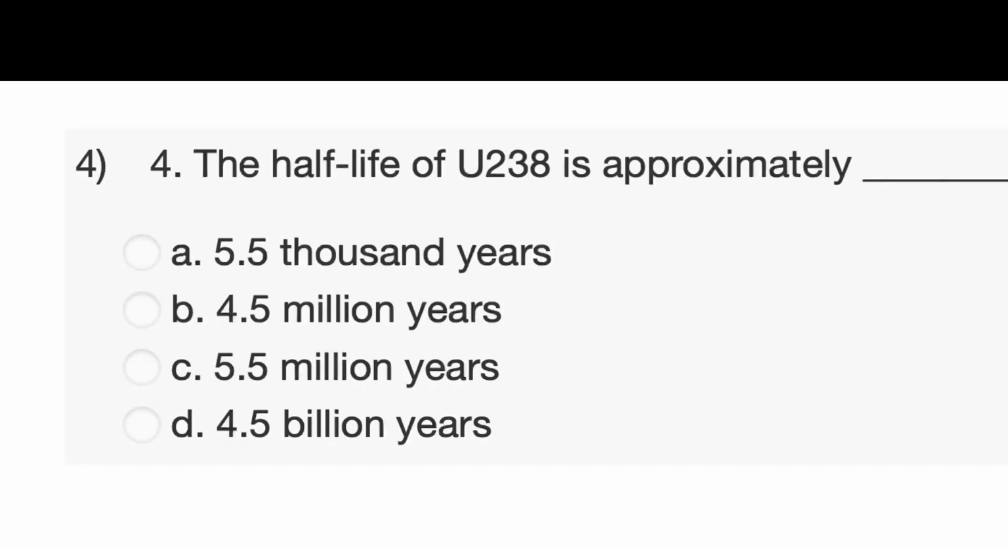What is the half-life of U-238 approximately? The half-life of U-238 is approximately dashed. Option A, 5.5 thousand years. Option B, 4.5 million years. Option C, 5.5 million years. Option D, 4.5 billion years. Now, what is the half-life of uranium 238? U-238 stands for uranium 238.